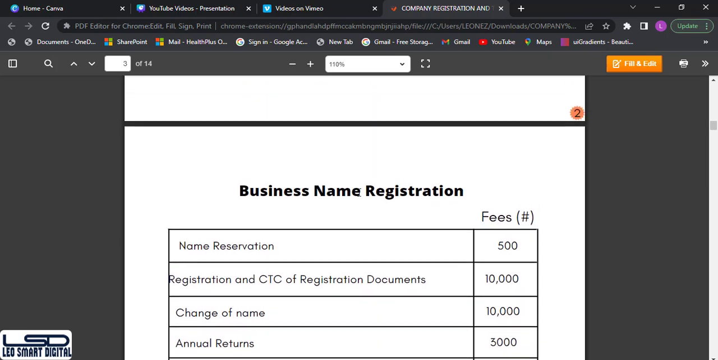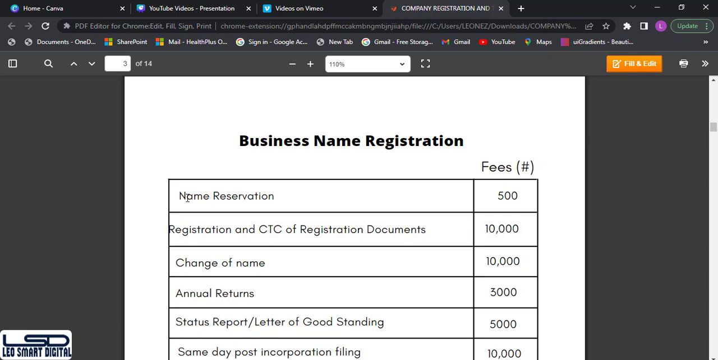So we look at the business name, look at the fees. When you want to start business name registration, the reservation name will cost you 500, though there are some charges that the remitter will collect. It's about 160 something naira. Then for the registration and CTC, the certified true copy of registration documents, it is 10,000 naira. So to register a business name, you spend about 10,500 naira if there is no denial.